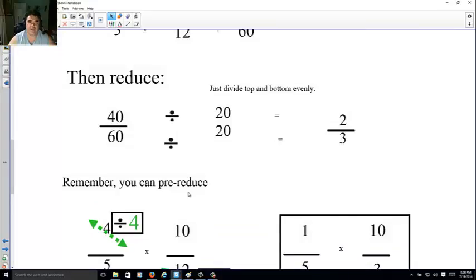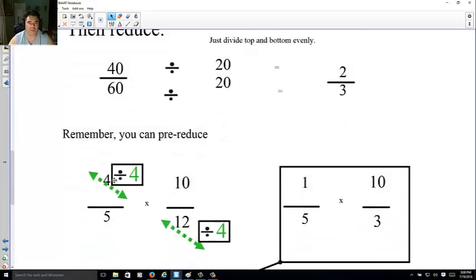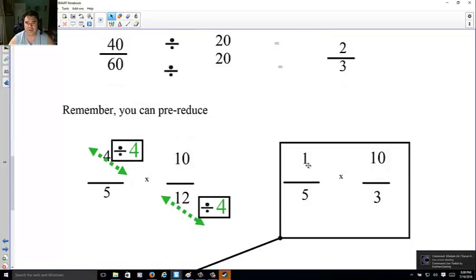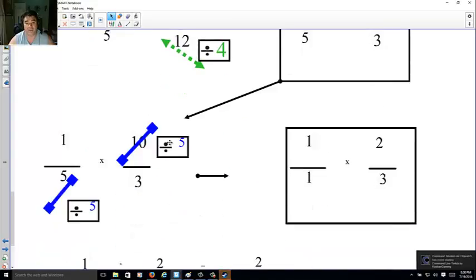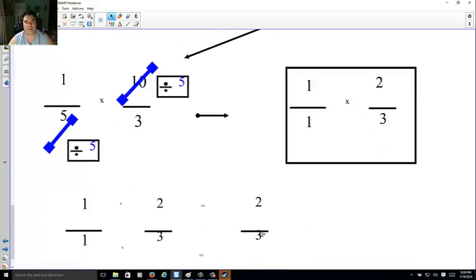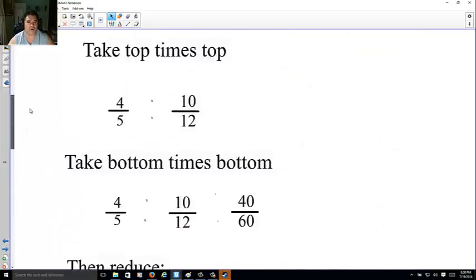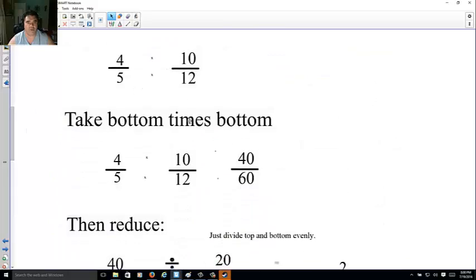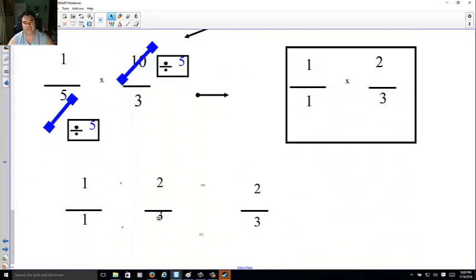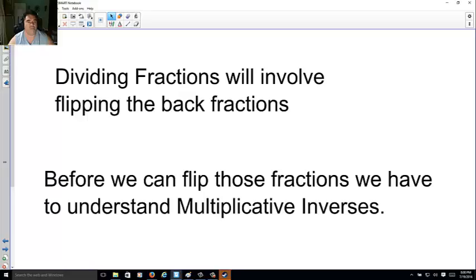But you can always pre-divide or pre-reduce. You could divide both in the beginning by 4, and you start there and get 1 over 3, and you really could divide these by 5 if you wanted. Divide both by 5, and make this 2 and make this 1, shown here. And 1 times 2 is 2, and 1 times 3 is 3. So you could do everything up to 40 over 60, or pre-divide, and get it down to 2/3 to begin with.